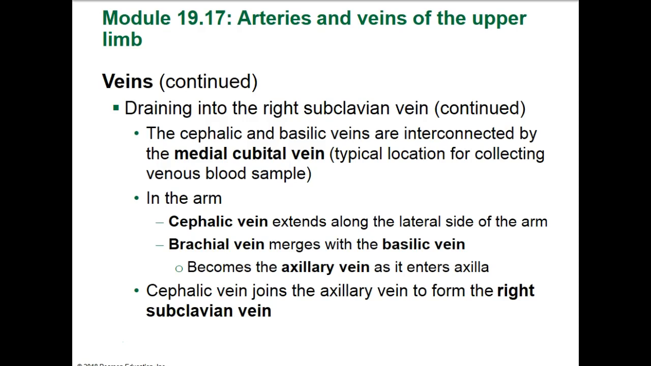So the cephalic and basilic veins are interconnected by the median cubital vein. In the arm, the cephalic vein extends along the lateral side of the arm. The brachial vein merges with the basilic vein, and then becomes the axillary vein when it enters the axilla, the underarm. The cephalic vein joins the axillary vein and forms the right subclavian vein.